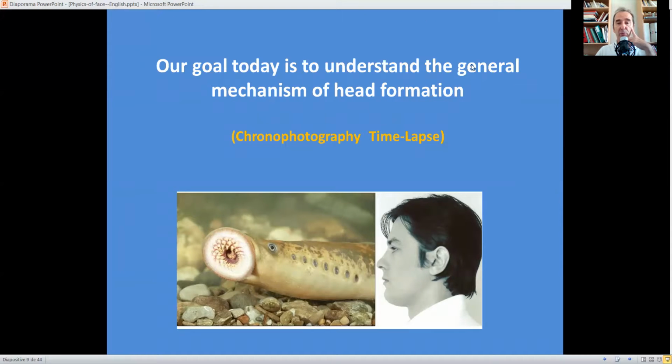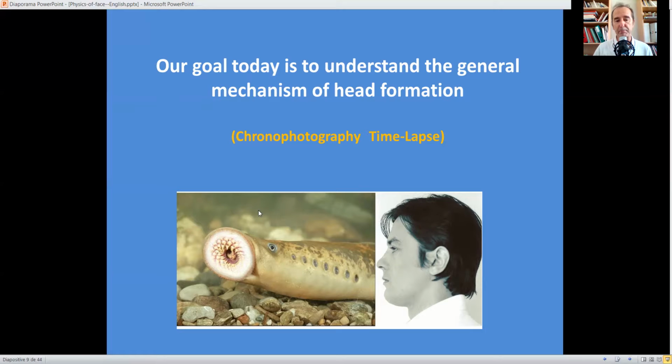So our goal today is to understand the general mechanism of head formation. And instead of relying on snapshots, we will rely on time-lapse movies. So I'm going to show you a lot of time-lapse videos. Unfortunately, the compression algorithms spoil the images a little bit. The original movies are much nicer and crispier than what will appear on the final MP4 movie.